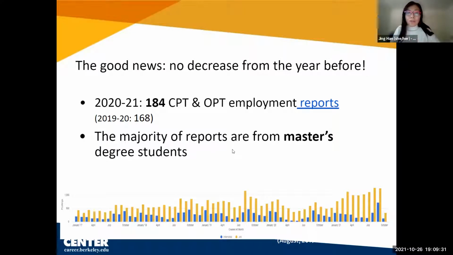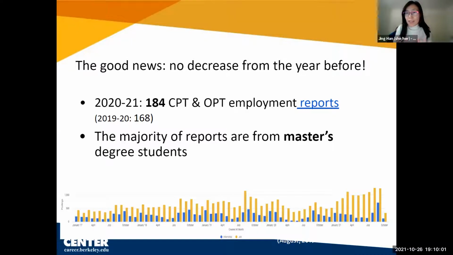And then number two, every year, the Berkeley International Office will share with me the employment data of international students by showing me the employment reports of CPT and OPT. So for many of you here, if you're on an F1 visa, you probably know you have the CPT, which is curricular practical training, a work permit to do internships in the US. And then after you graduate, you can use OPT, optional practical training, which is also a work permit to work full-time in the US.